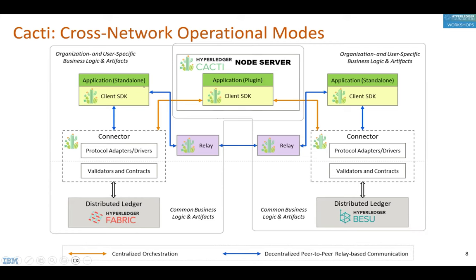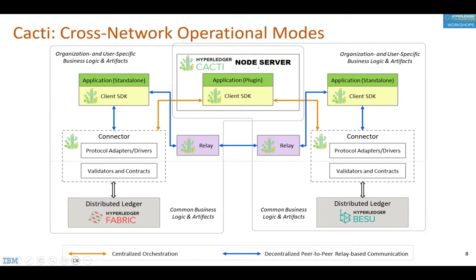in different ways. One, it can trigger transactions through relays. You see here the blue line. So you can imagine a pipeline going from the ledger up the blue through the relays and down here. So that is kind of an end-to-end pipeline. And that's one way of doing cross-network communication as well as transaction orchestration.